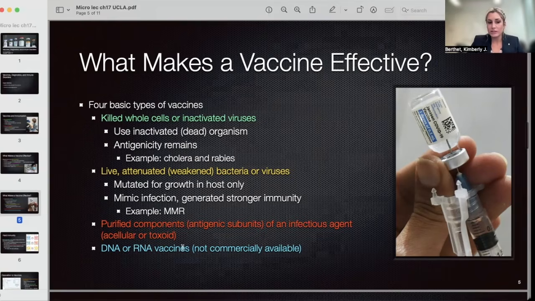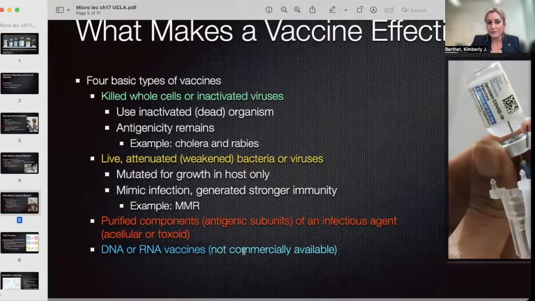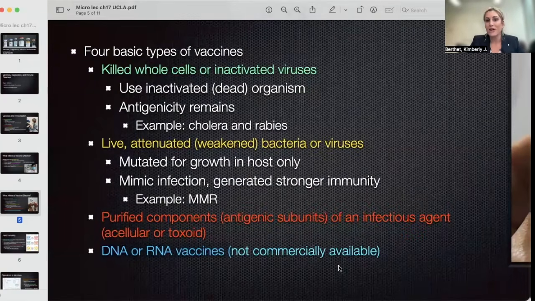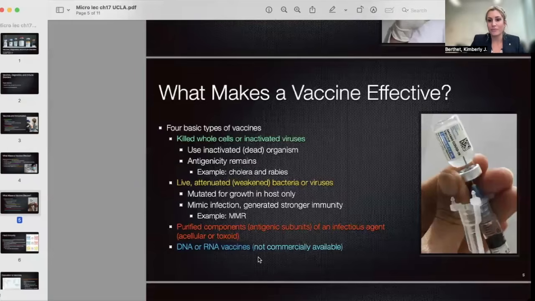And then more what we're seeing today is our DNA or RNA vaccines. We see this as not commercially available. Well, since the pandemic, that has changed, and the book is not updated since then, but that has changed. We have our RNA vaccines for COVID.